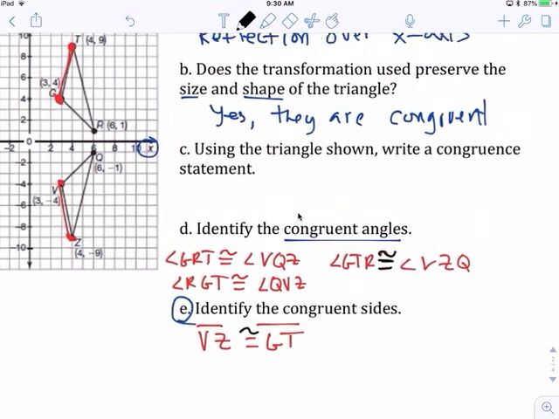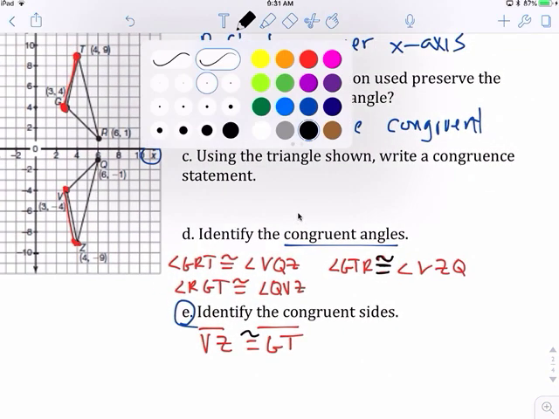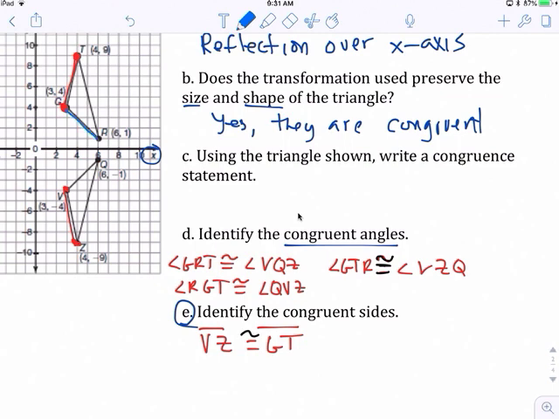And then the other side is, let's say, G to R. Line segment GR is congruent to line segment VQ. Okay, and then the last side, the green one, let's say T to R. T to R is congruent to Z to Q. Like that.